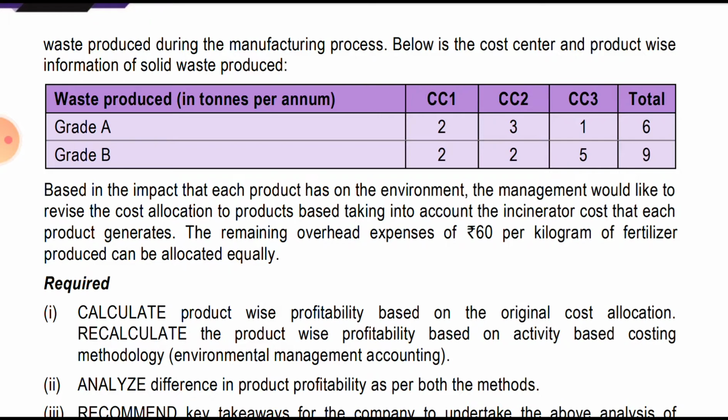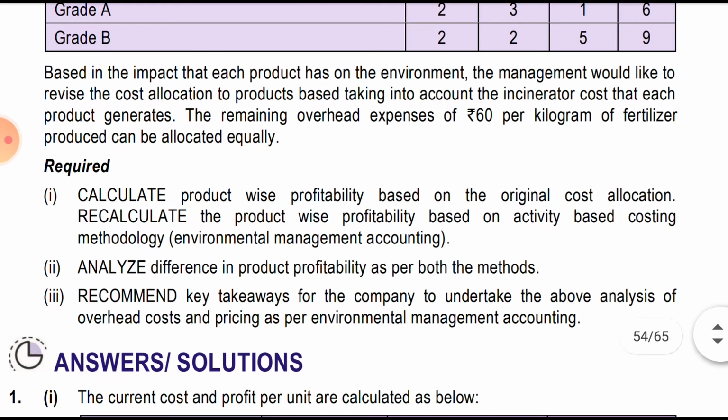See, they have given that the remaining overhead expenses of 60 kilogram of the fertilizer can be allocated equally. So the remaining can be allocated equally, that is 30. But for 90 we have to allocate in this ratio. Then required: calculate the product wise profitability based on the original cost allocation. Recalculate the product wise profitability based on the activity based costing methodology, environment and management accounting.